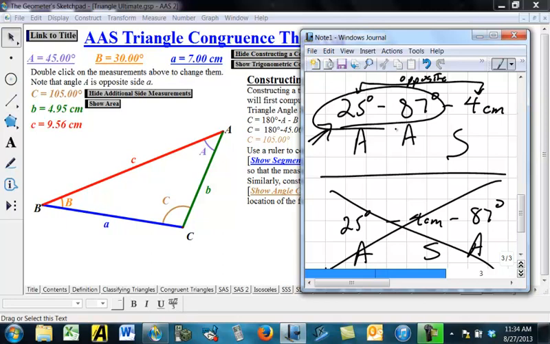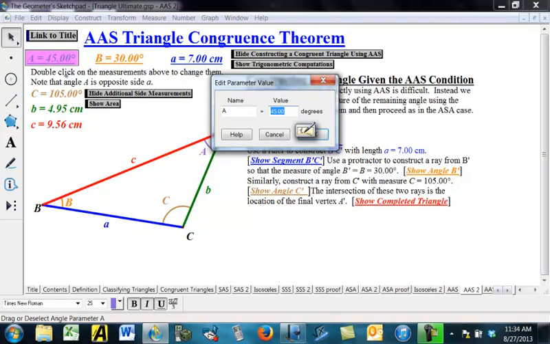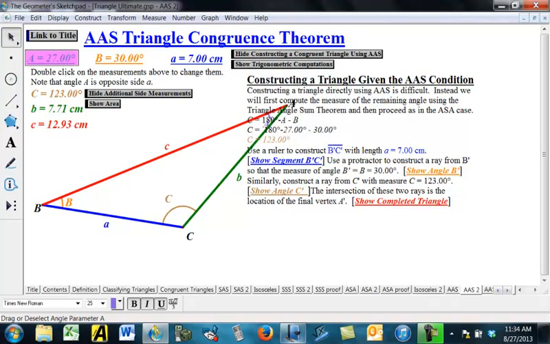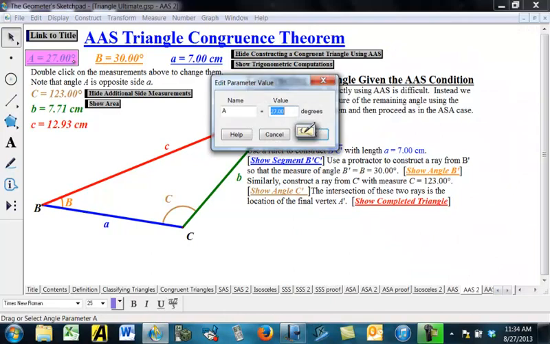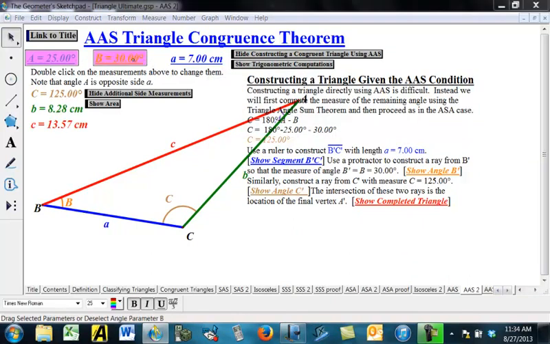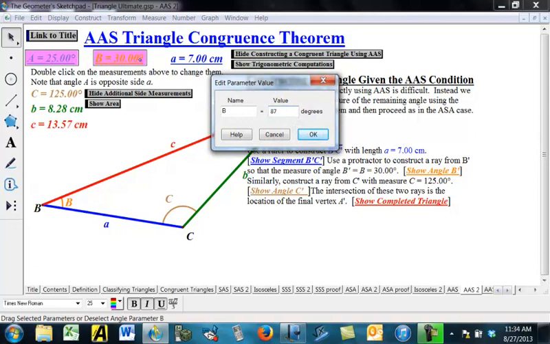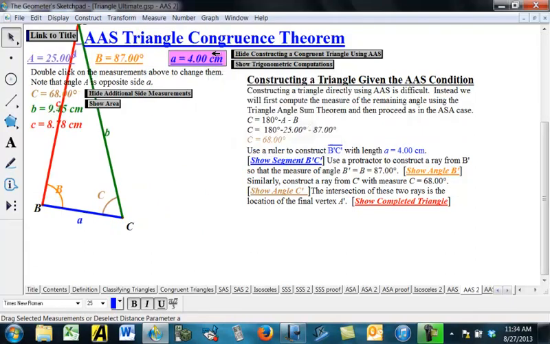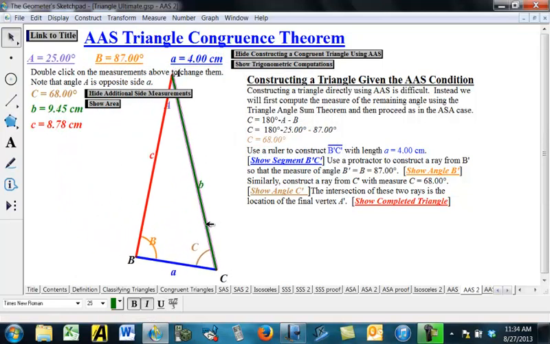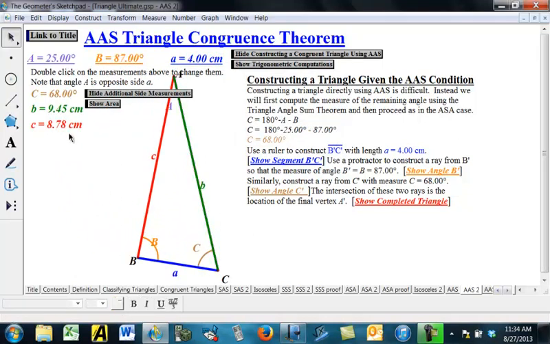Press pause now. Okay, we come back, and we should be able to now take this and make this angle into 27 degrees, I think it was, wasn't it? No, 25 and then 87. Okay, so 25 here, and then 87 here, and then we double click on that, and I believe it was 4 centimeters. So your triangle should look like this, and here are the additional measurements.